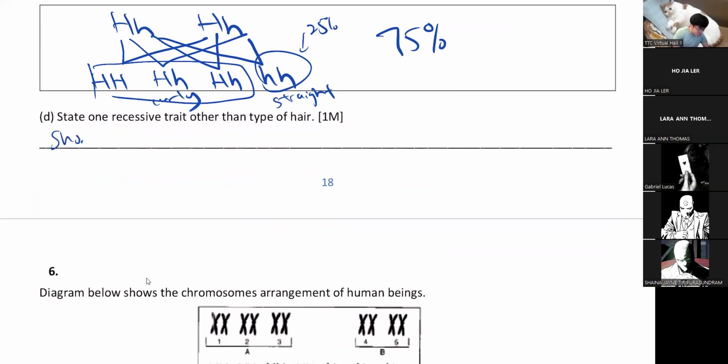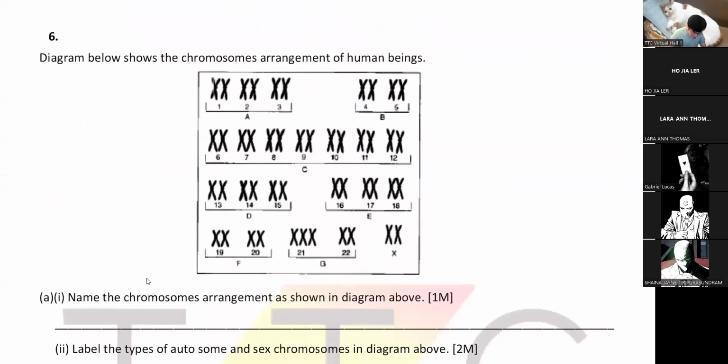Okay, so D, state one recessive trait other than type of hair. So short stature. What else? So many things. Inability to roll tongue. Single eyelid. Blue eyes. Blonde hair. Attached earlobe. Absence of dimples. So many. Choose one and write it yourself.